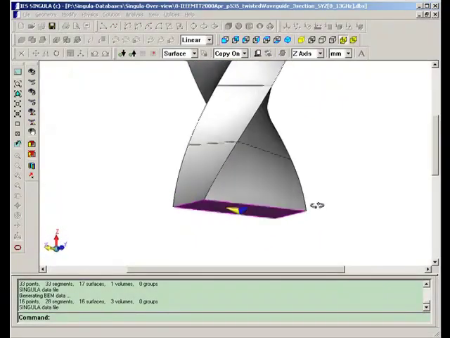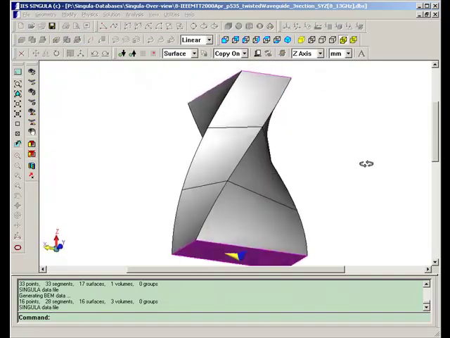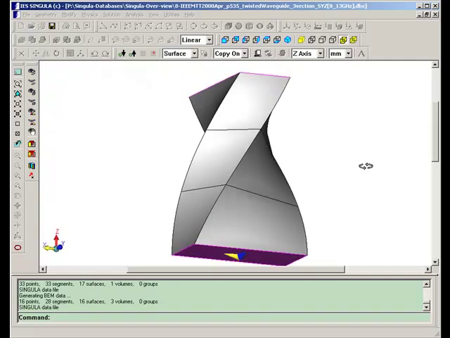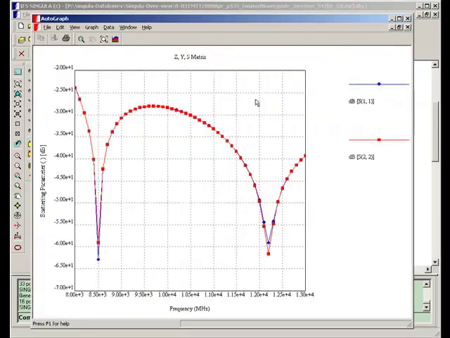The microwave component considered is a twisted waveguide. It has two ports, port 1 and port 2. The scattering parameter.